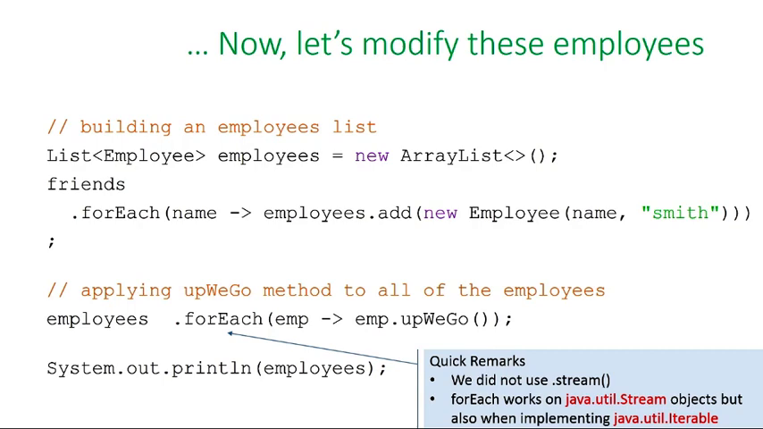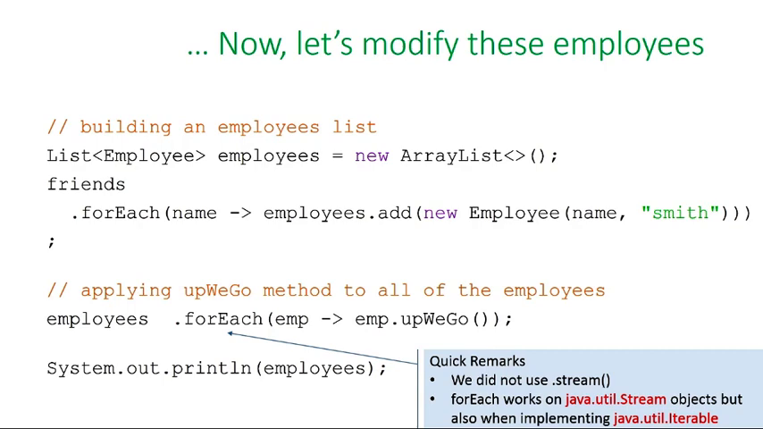We are not using streams at all. The forEach here comes from the collection framework, and actually forEach is also applicable, though it doesn't show because it's at the bottom, to anything that implements java.util.Iterable. So anything that can be iterated, you can use the forEach method on it.